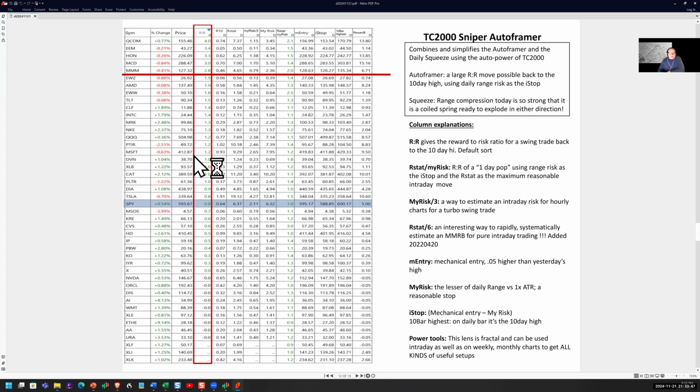Devon Energy might be a candidate for some strength tomorrow. It was up 1%. The energy sector was strong. So that could be a nice play for us and one of our standard tradables.